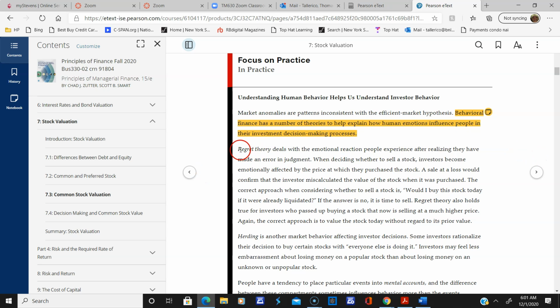All right, so the first term is regret theory, and I'm going to highlight that in blue. That deals with the emotional reaction people experience after realizing they have made an error in judgment. When deciding whether to sell a stock, investors become emotionally affected by the price at which they purchased the stock. A sale at a loss would confirm the investor miscalculated the value of the stock when it was purchased.